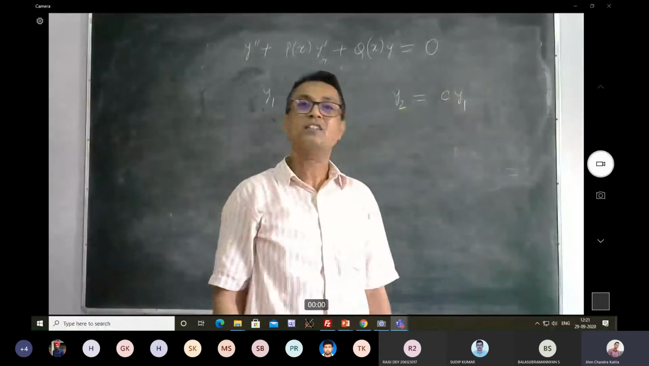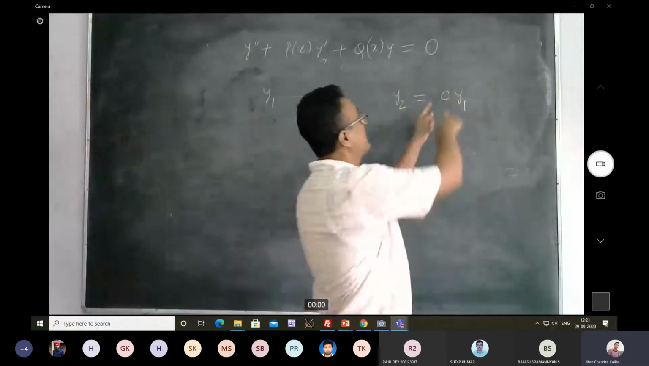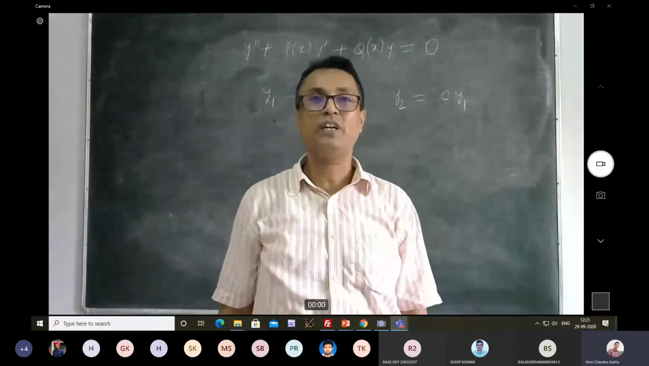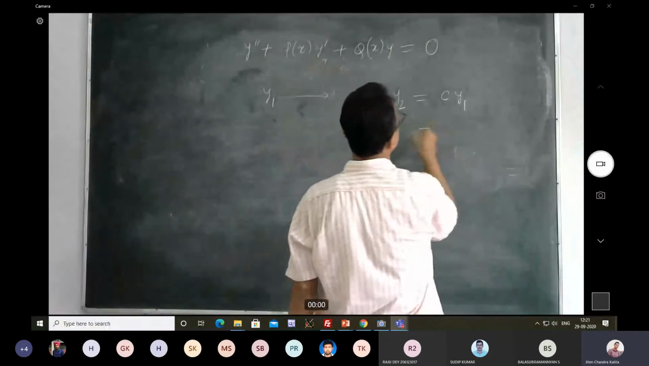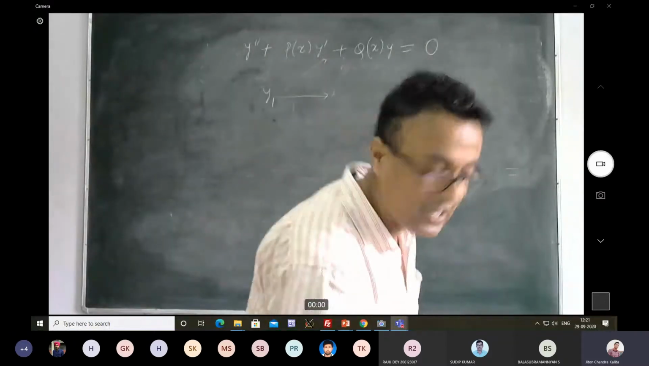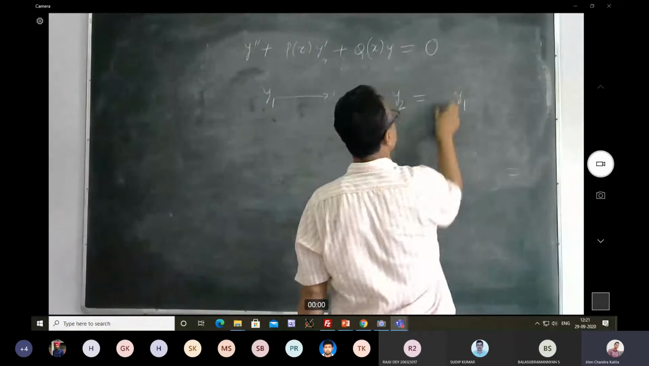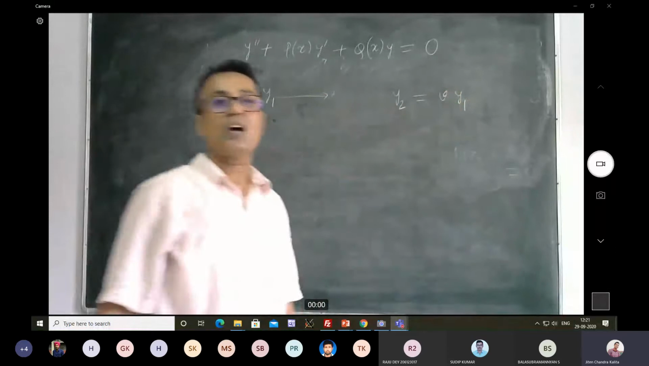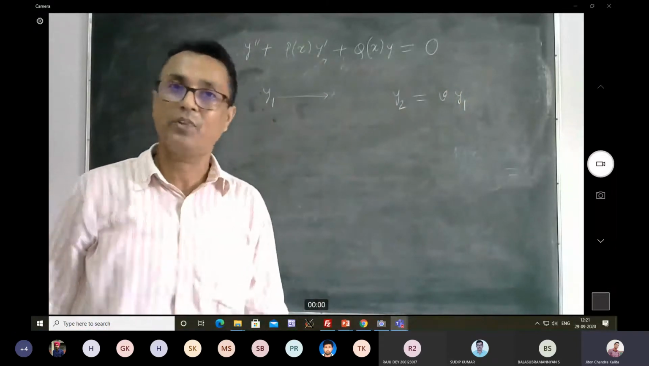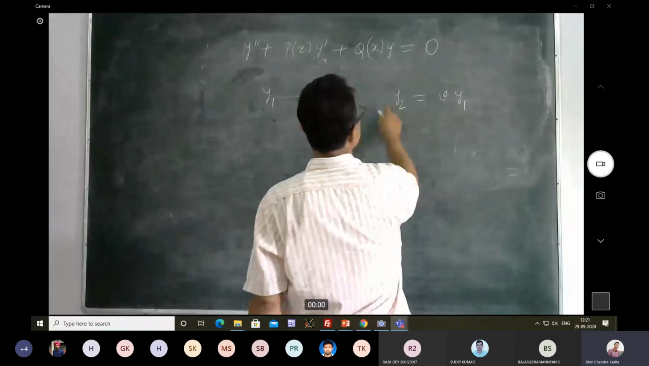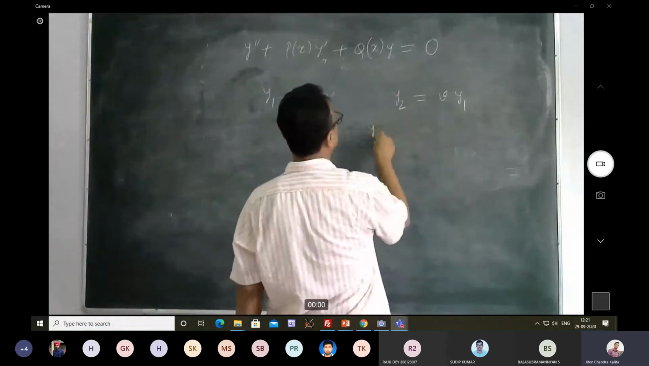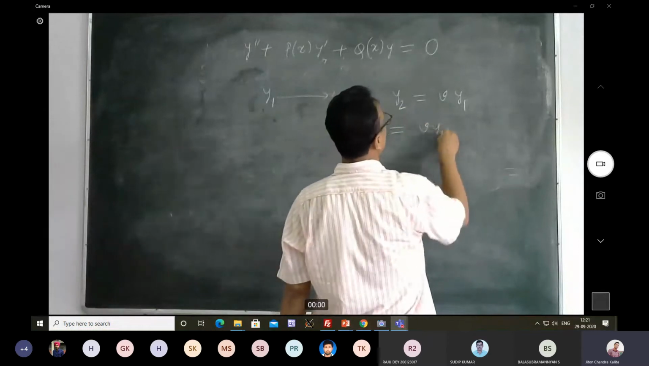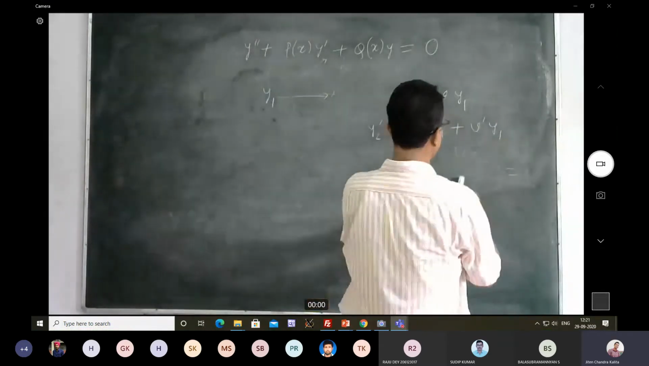That is where the idea of considering this parameter c as a function of x comes in. Instead of writing c, let me write that y2 is something like v y1, where v is a function of x. Then, if this is the solution, your y2 prime is going to be equal to v y1 prime plus v prime y1, right?